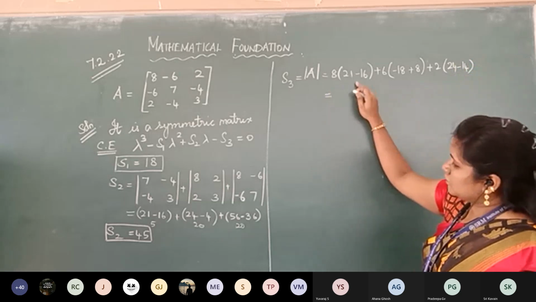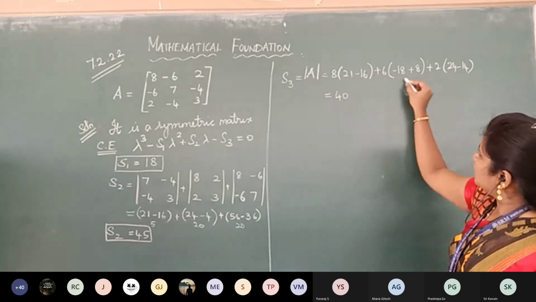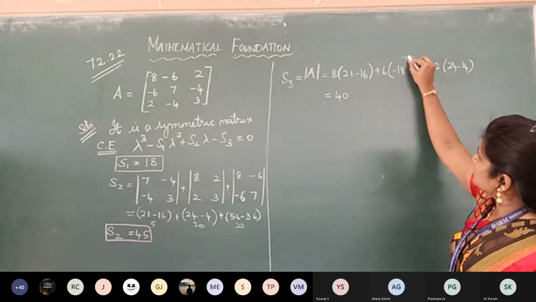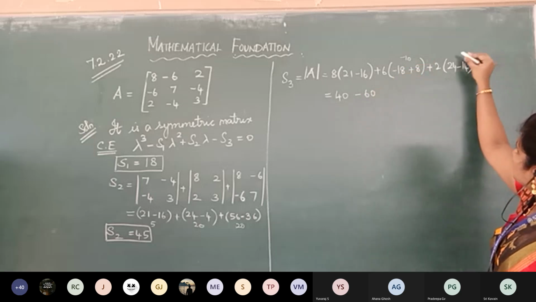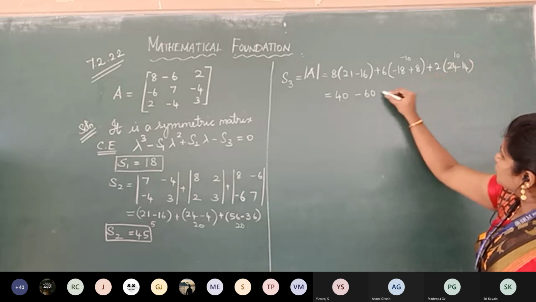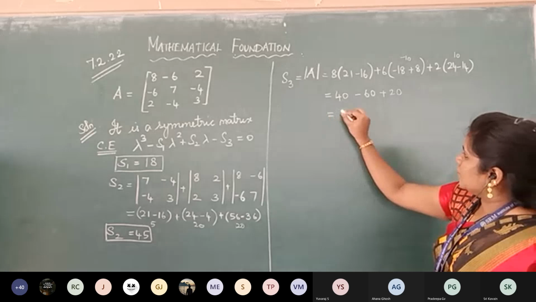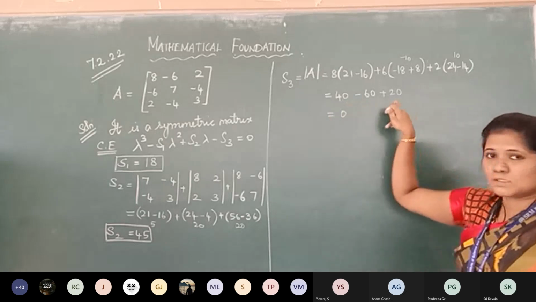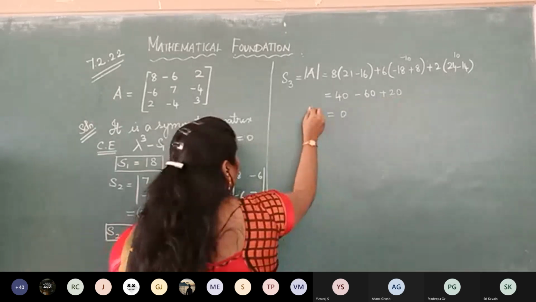So you'll be having here there's 1 5, so 40. Here it is 1 minus 10, so it will be minus 16. And here it will be 24, so plus 20. So this will become 0. So 40 plus 20 is 60. 60 minus 60 is 0.